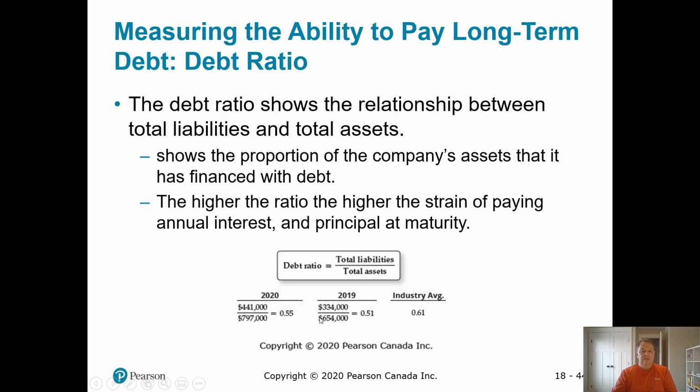And you can see in this case, it's gone up. So it's not good. We'd rather not have too much debt if we don't have to. And in this case, the industry average, though, is a little bit higher. So that's telling us that we're doing better. If our liabilities are lower, or our ratio is lower, that's good news, because we beat the industry average in this case.